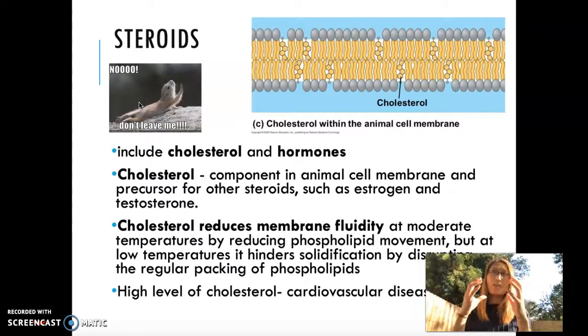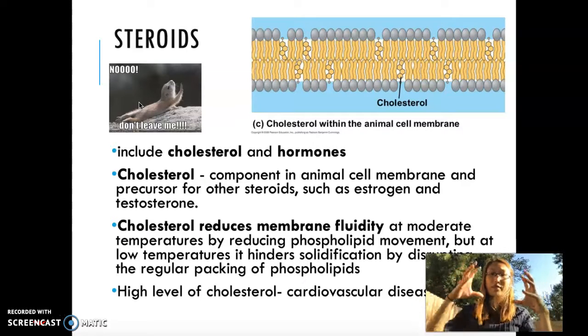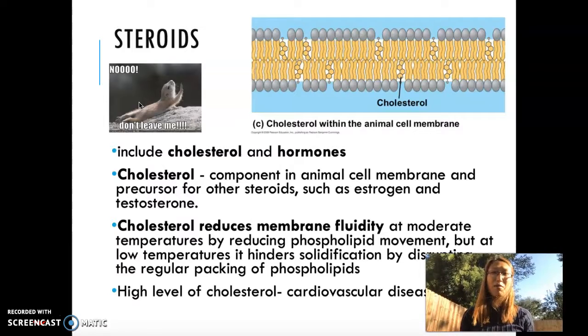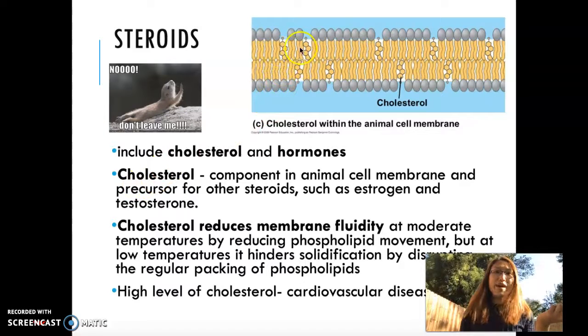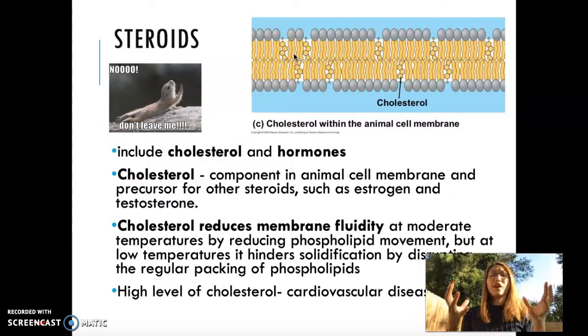Okay, so for example, if we have the cell being in a hotter temperature than normal, the cell membrane will fall apart more easily, right? But you don't want your cell membrane to fall apart. That ruins everything. So what do you do? You have cholesterol inside the cell membrane, kind of holding on to two sides of these fatty acid tails to prevent the cell membrane from falling apart. Okay, so that's what happens in a higher temperature.